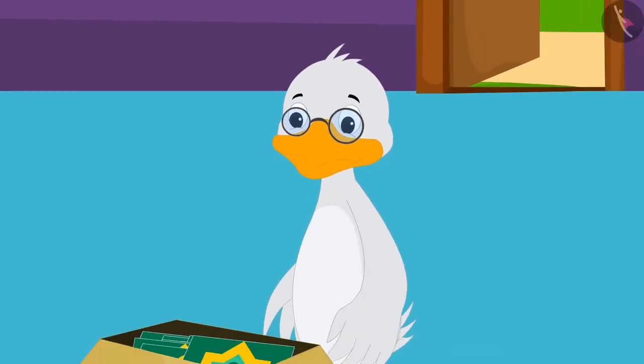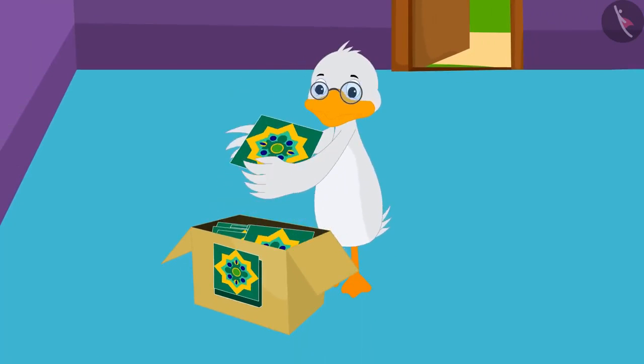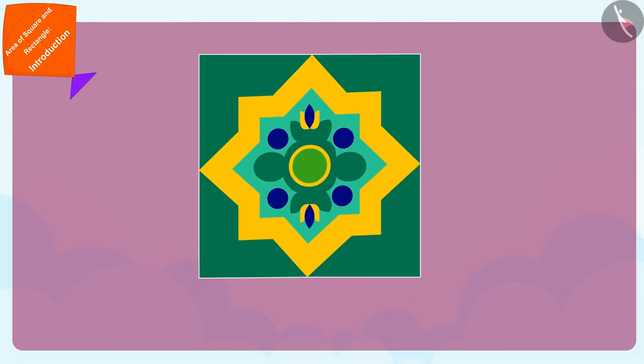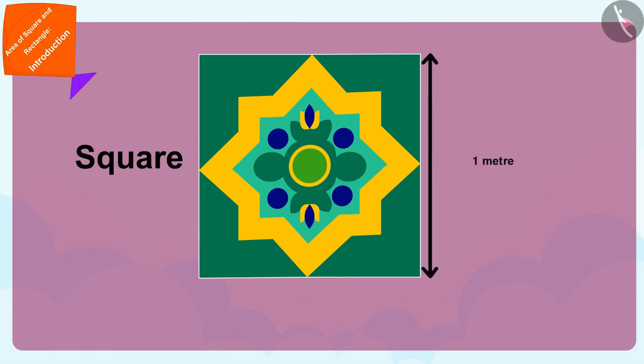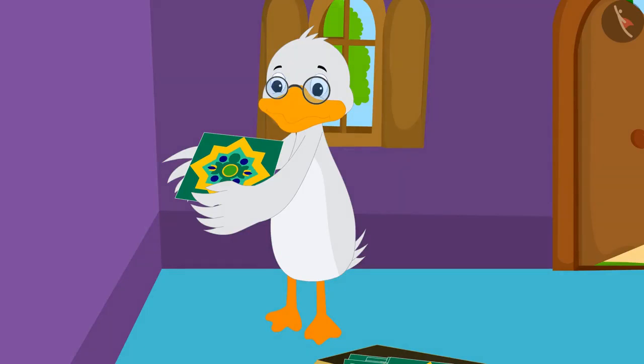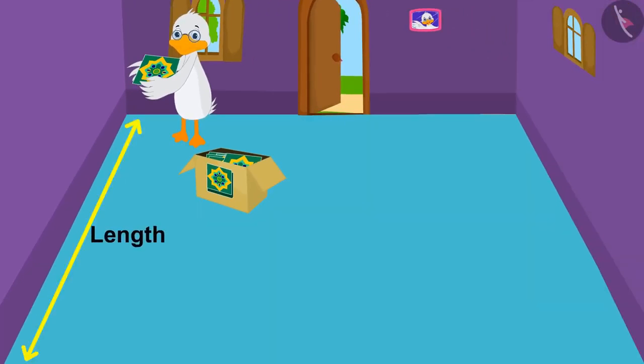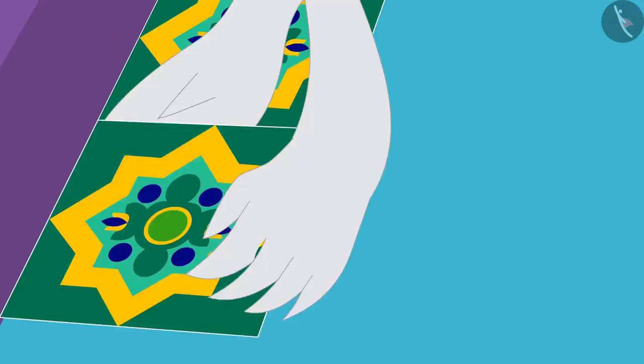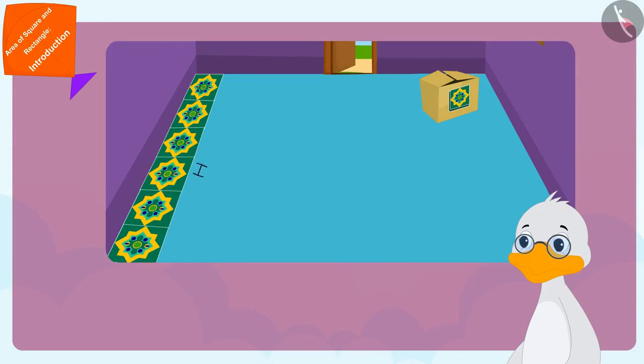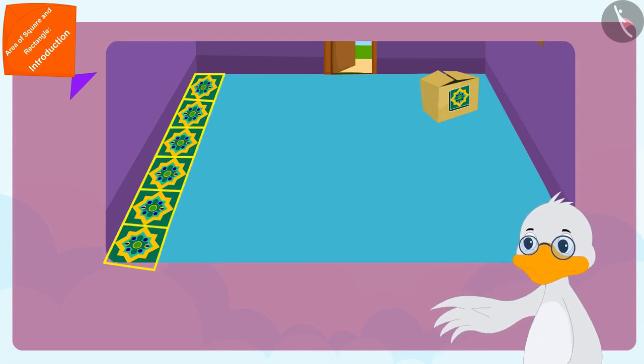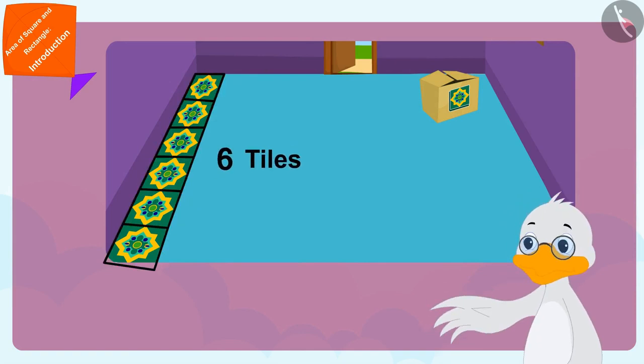After reaching home, Uncle started laying down the tiles. Each tile is square in shape and its edges are 1 meter long. Uncle first started laying tiles along the length of the floor of his room. Then, Uncle saw that there were a total of 6 tiles in the length of his floor.